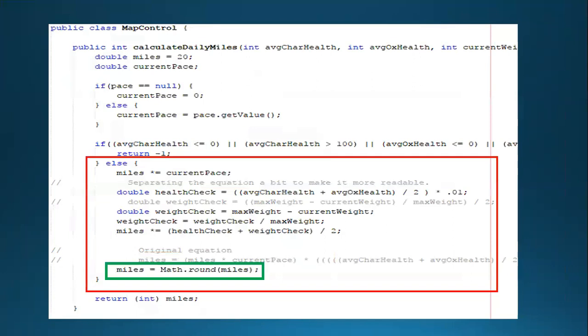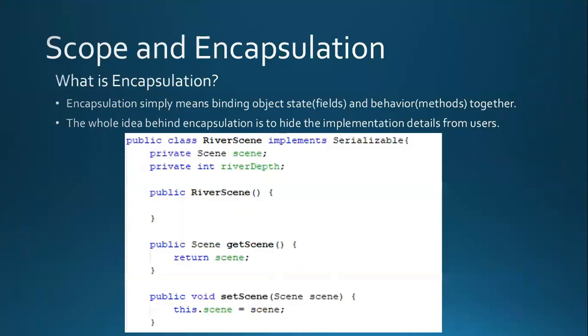And finally, let's take a look at encapsulation. So what is encapsulation? Encapsulation simply means binding object fields and methods together. Basically, when you create a class, you are doing encapsulation. The whole idea behind encapsulation is to hide the implementation details from users.